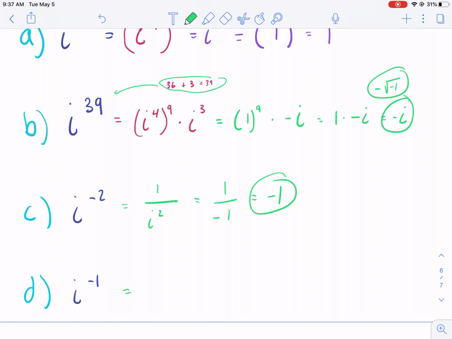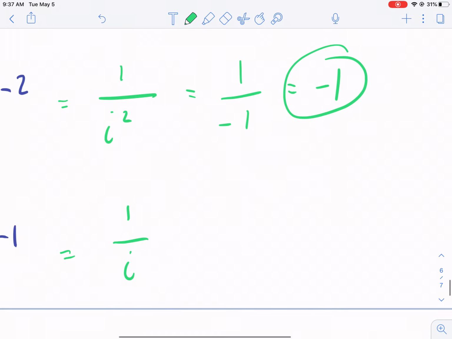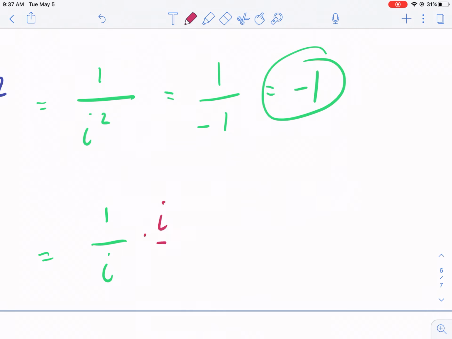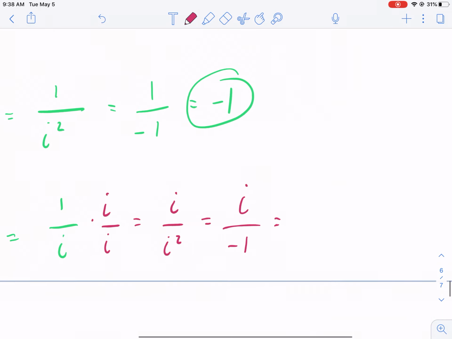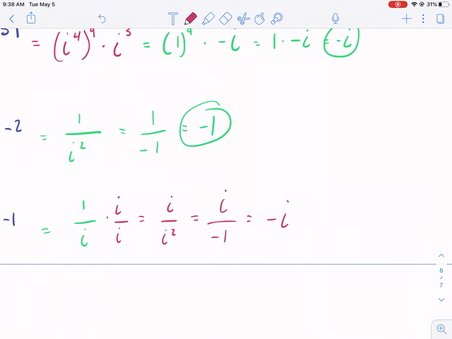Let's do our final one of i to the negative first power. That's the same thing as 1 over i. We shouldn't have an i in the denominator, as we showed in the other video, so we're going to multiply both the top and bottom by i. So we have i over i squared. Now you can see that we can simplify i squared. That becomes negative 1. i divided by negative 1 is just negative i, or negative square root of negative 1, which is equivalent to i cubed.